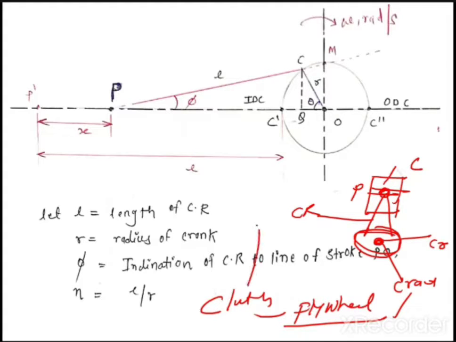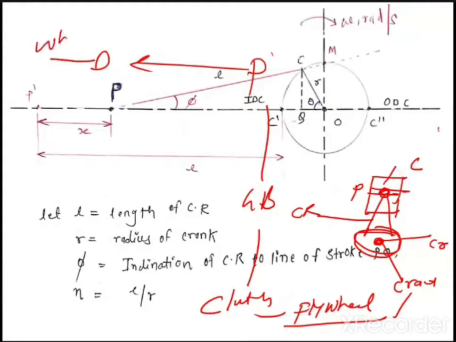Okay, and this clutch plate is connected to the gearbox. Gearbox may be connected to the propeller shaft. Propeller shaft may be connected to the differential. Differential is connected to the wheels. Okay, so in the last year you will understand this powertrain. This is called the powertrain or transmission system of an automobile.